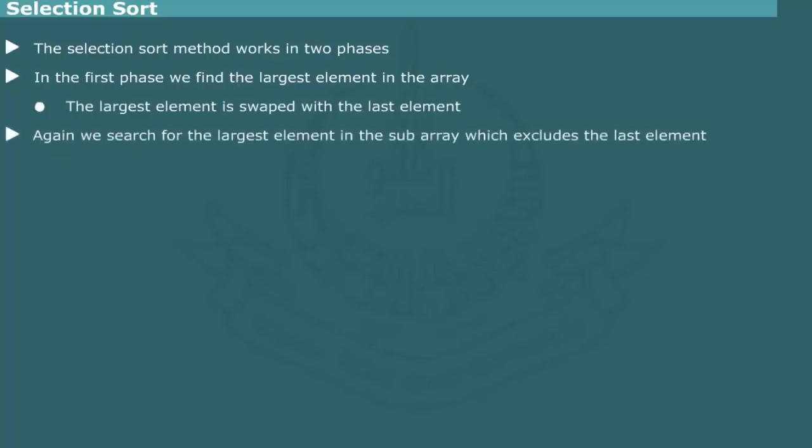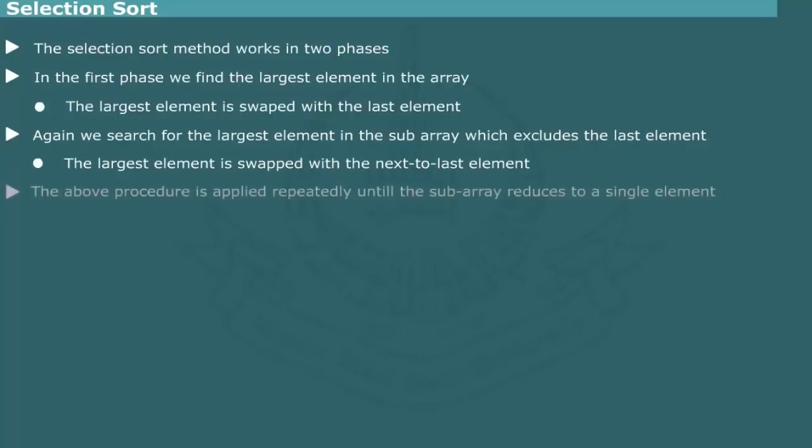Next, the subarray, which excludes the last element, is searched again for the largest element. When found, it is exchanged with the next to last element in the subarray. This process is repeated until the subarray reduces to a single element. At this stage, the array will be sorted in ascending order. The same procedure can be followed to sort the array in descending order.